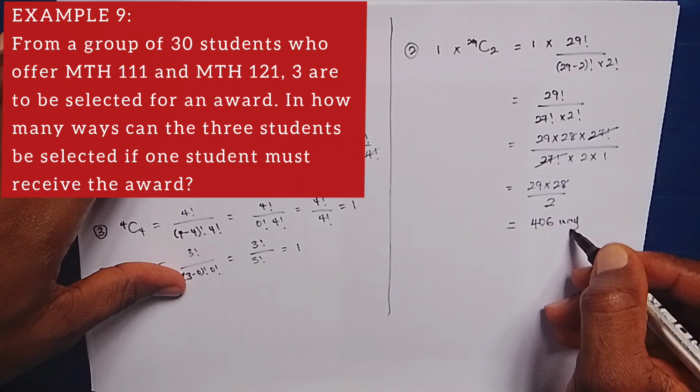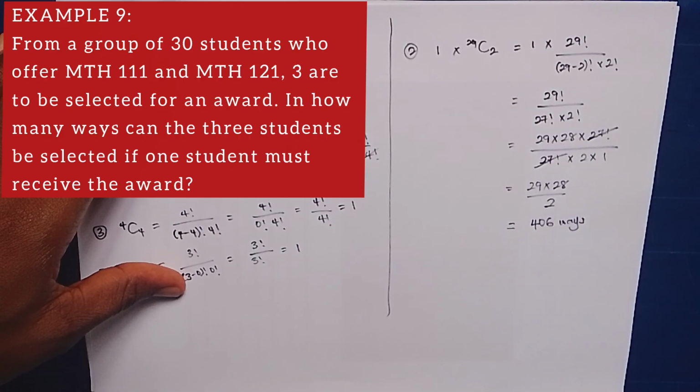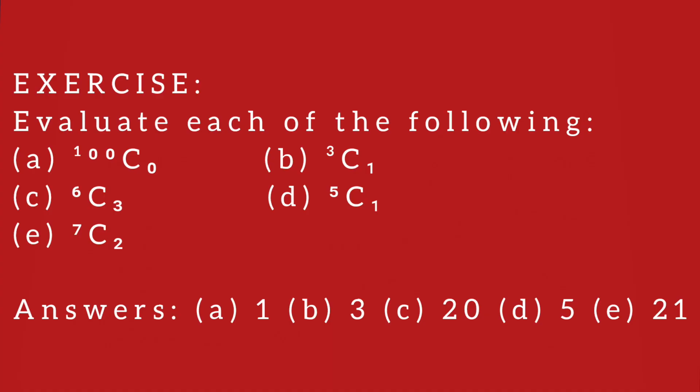Which is equal to 406 ways. So there are 406 ways to select 3 students for the award if 1 student must receive the award out of 30 students. This is our final answer. So here are some exercises for you to practice with.